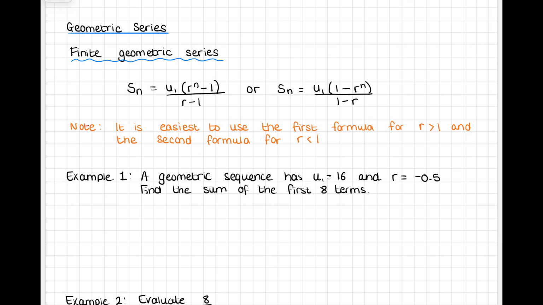Okay, we're going to look at geometric series now. A finite geometric series is where we know exactly how many terms we're going up to, 1 to 10 terms, just like we did with the arithmetic. Once again, 2 formulas for this. So Sn equals u1 multiplied by r^n minus 1, all divided by r minus 1, or u1 brackets 1 minus r^n, all divided by 1 minus r.